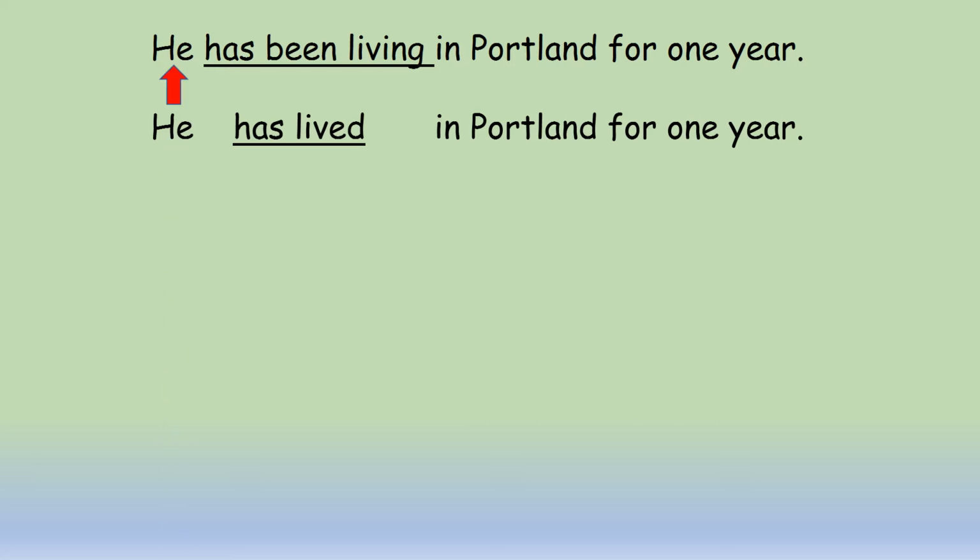The arrow points to the answer. Try to ask the question. Who has been living in Portland for 1 year? Who has lived in Portland for 1 year?